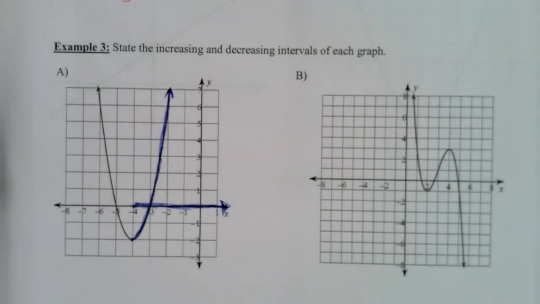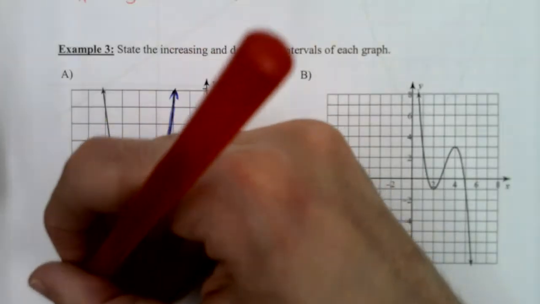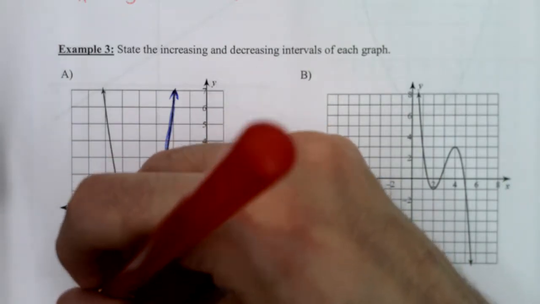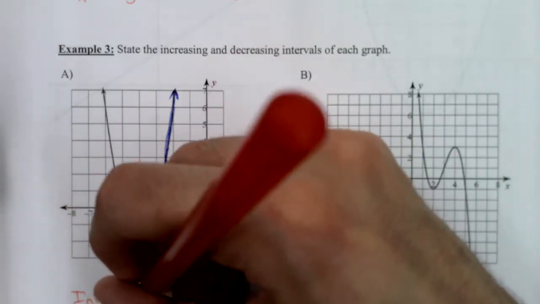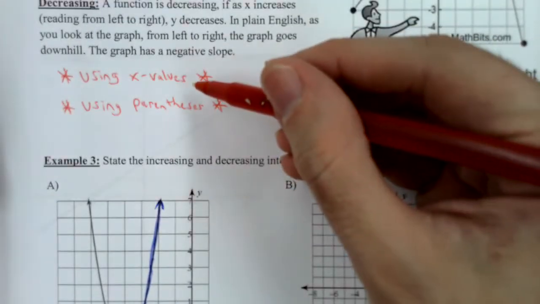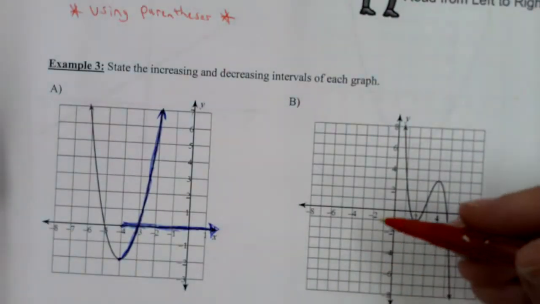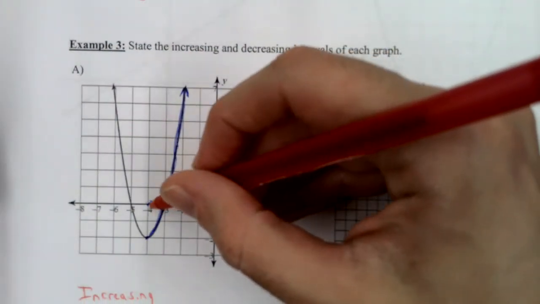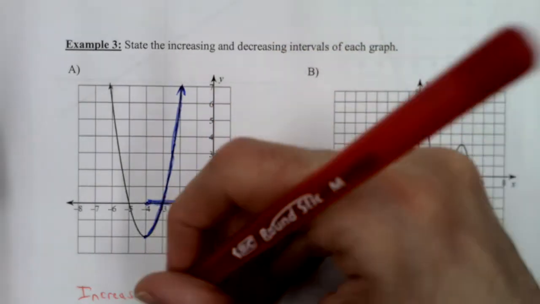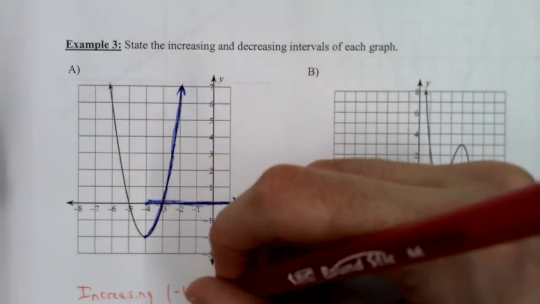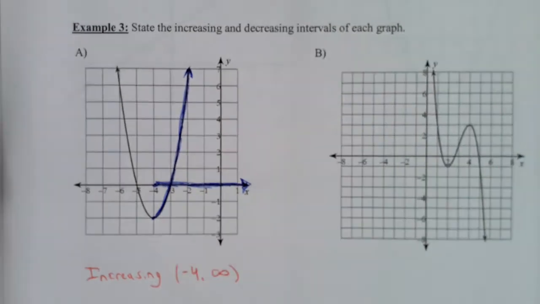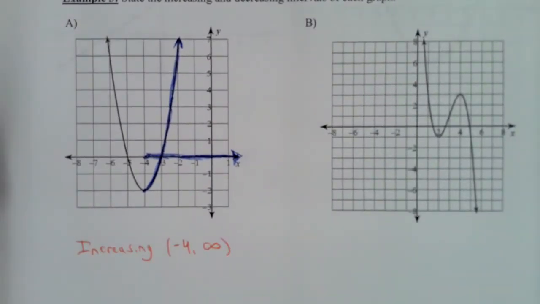Okay. So let me write that out. My answer will be increasing. We always use x values, and we always use parentheses. So it's increasing from -4 all the way up to infinity on the x-axis. So that's how I'm going to write my answer. That is where it's increasing.